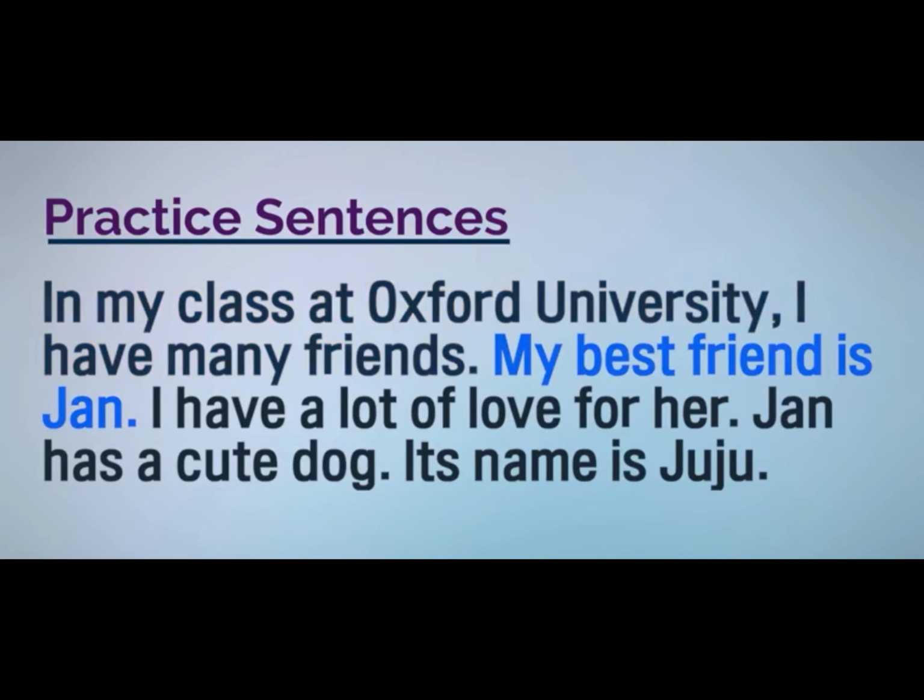And this sentence says, in my class at Oxford University, I have many friends. My best friend is Jan. I have a lot of love for her. Jan has a cute dog. Its name is Juju. Okay. Now, looking at this sentence, where there are common nouns, we also have proper nouns, and what are the nouns in this sentence?